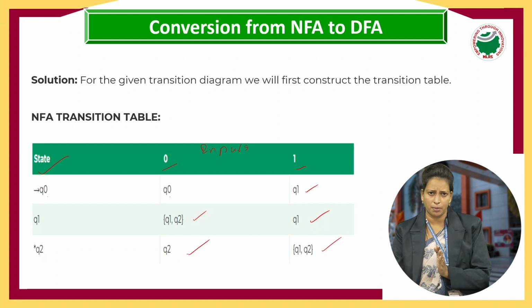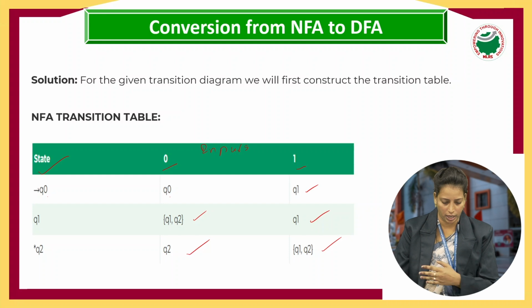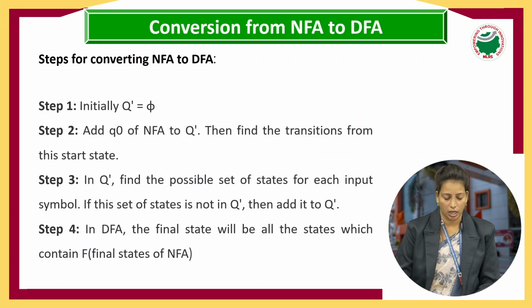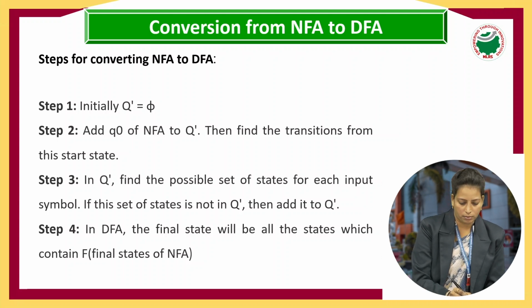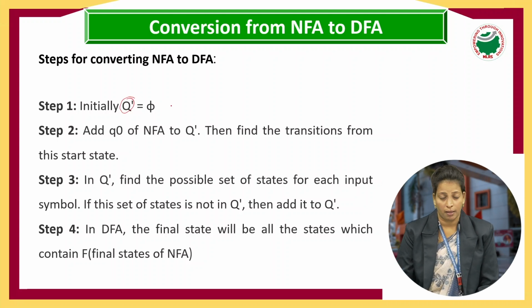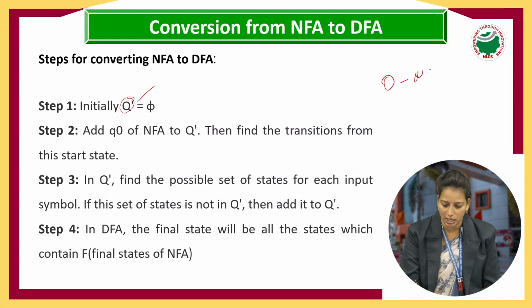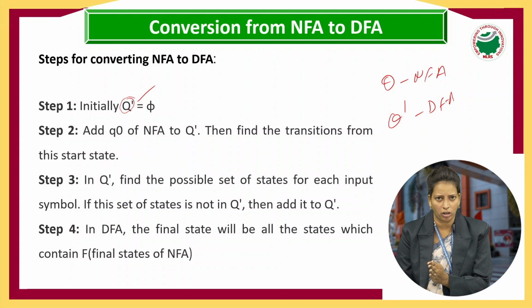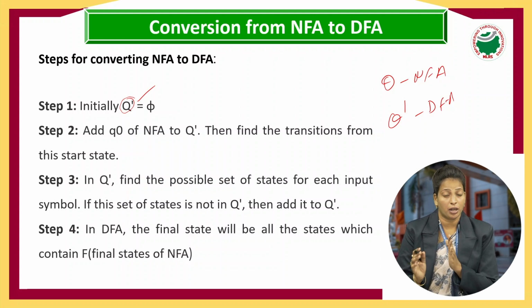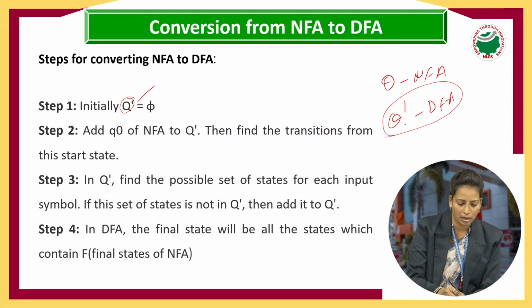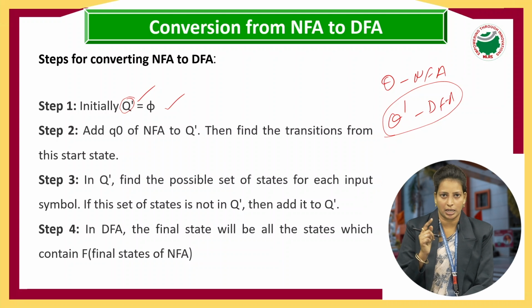So now our concept is conversion from NFA to DFA. So step 1, initially Q dash equal to phi. That means Q dash is nothing but DFA states. Q indicates NFA states, Q dash indicates DFA states, right? Already we are constructing the transition table for NFA, but our motto is conversion from NFA to DFA. So step 1 is initially the DFA states are null states, phi, that means null states.